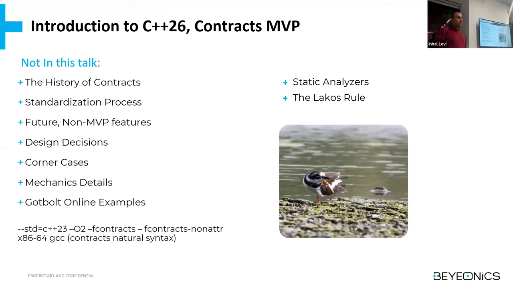Okay, briefly, what we are not going to talk about, because contracts is a huge issue. I'm not going to talk about the history of contracts. I'm not going to talk about the standardization process, but in private, just ask me. It's a fascinating issue. Future non-MVP: MVP is the minimum viable product, but contracts are going to be extended a lot after 26. For 29, probably for 32, we will get more features. It's an ongoing facility, but I'm not going to talk about it.